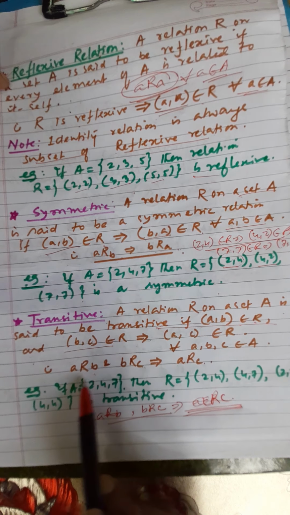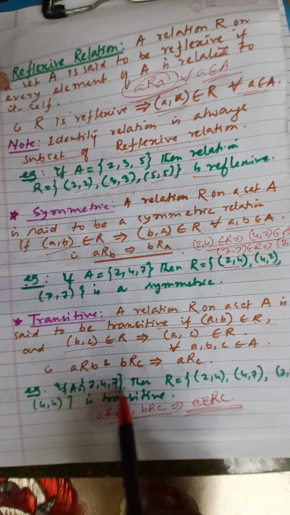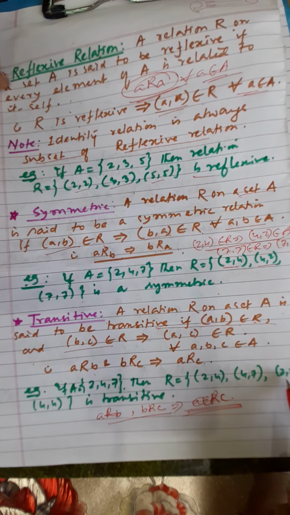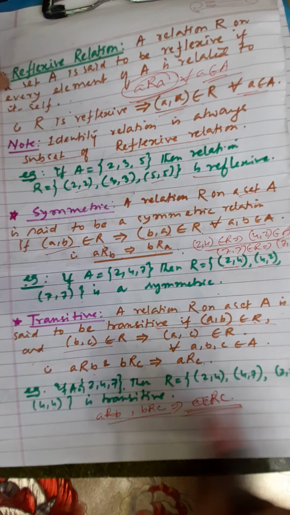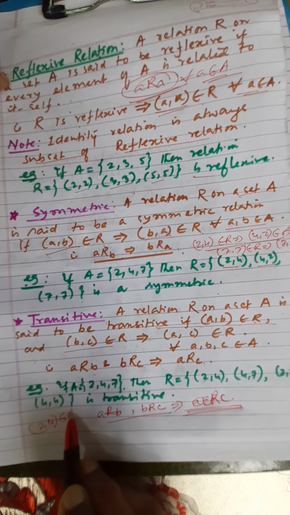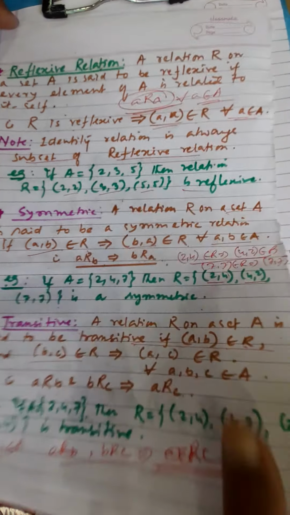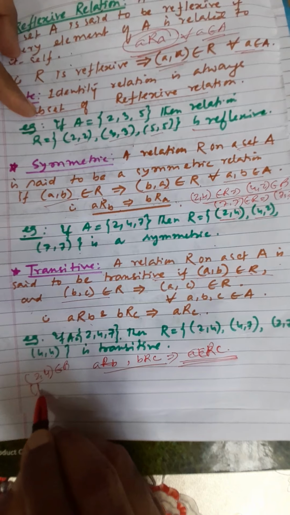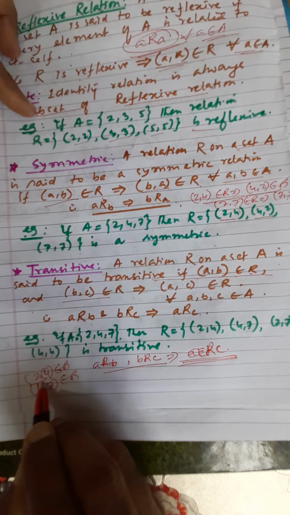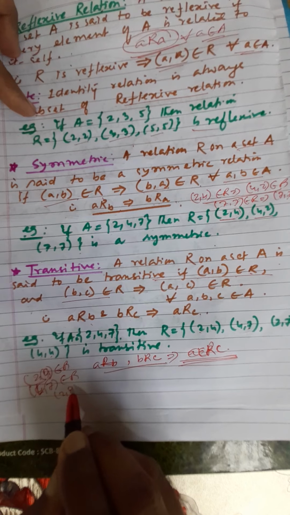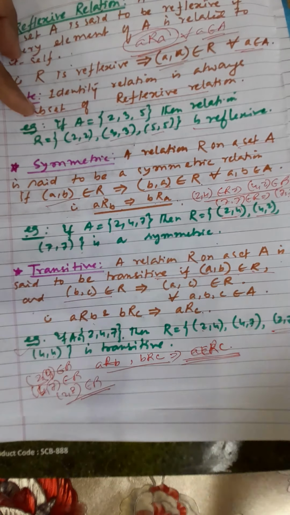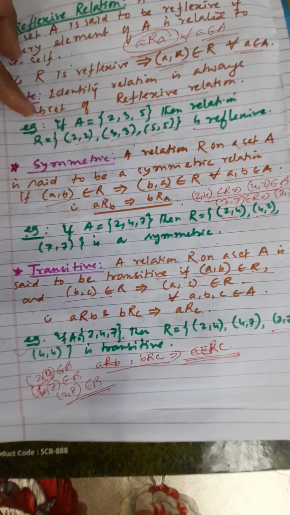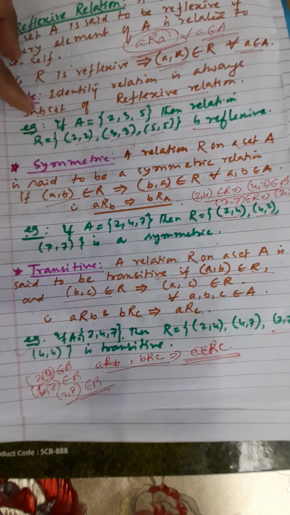See an example. If A = {2, 4, 7} and R = {(2,4), (4,7), (2,7), (4,4)}. Now if we take (2,4) and (4,7): (2,4) belongs to R, (4,7) belongs to R. The 4 cancels, so (2,7). Does (2,7) belong to R? Yes, we are getting (2,7) belongs to R. So the relation is transitive. We have to remember these things and use these concepts to solve problems.